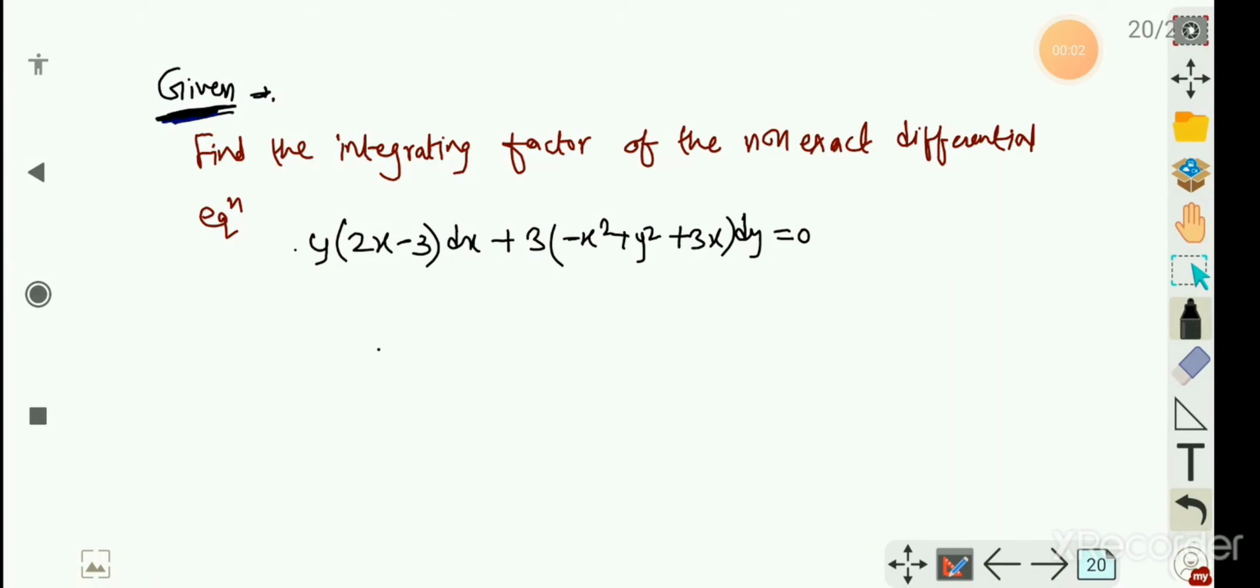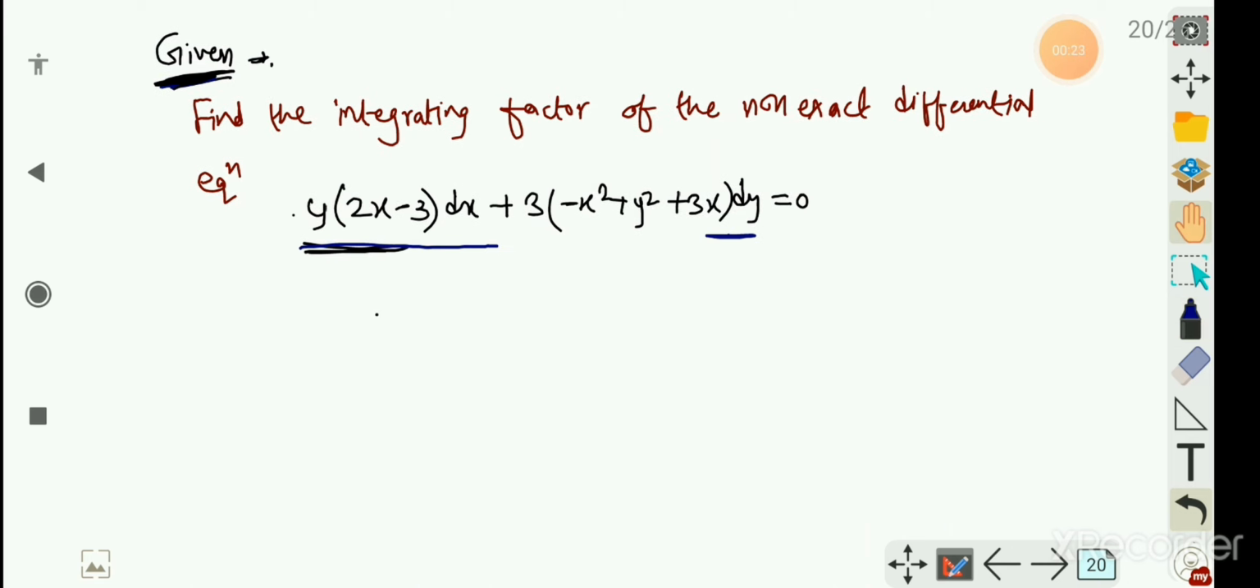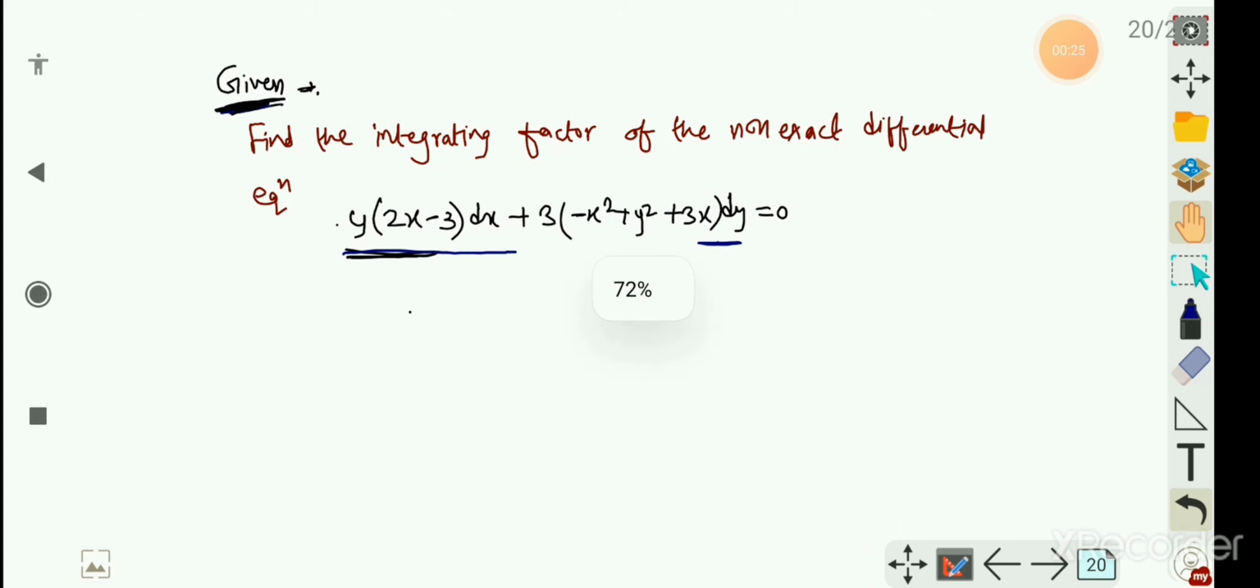In this question, the given data says to find the integrating factor of the non-exact differential equation y(2x - 3) dx + 3(-x² + y² + 3x) dy = 0. So this is the question that is given, and now I will give the answer.